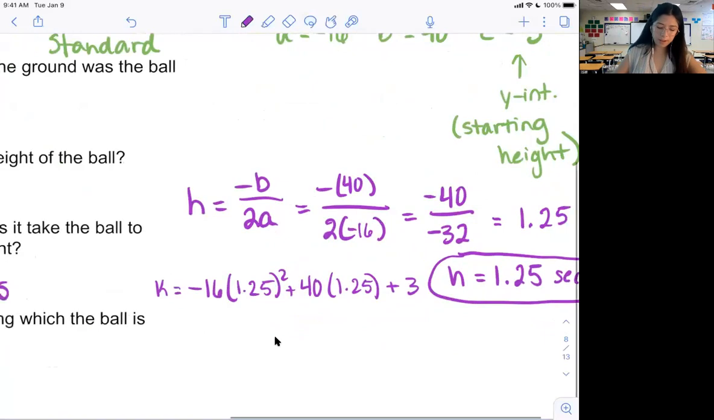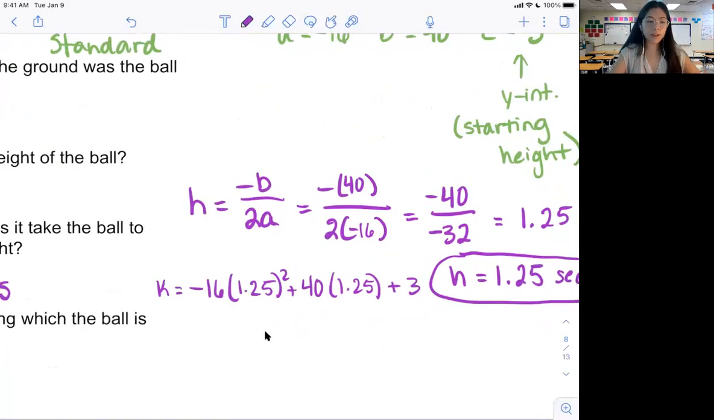The math looks complicated, but guess what, guys? You have a calculator for a reason. I'm not telling you to do this in your head. You have a calculator, so use it. Following PEMDAS, what do I have to do first? Exponents. There's only one exponent. So I'm doing 1.25 times 1.25. Use your calculator. Tell me in the chat, what do you get?